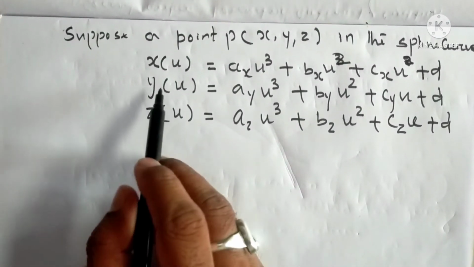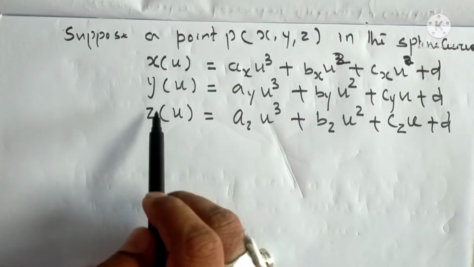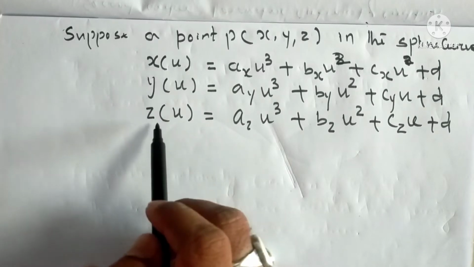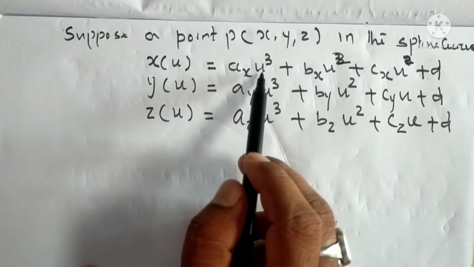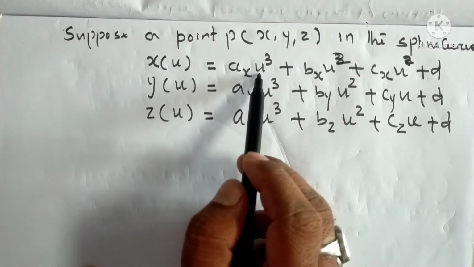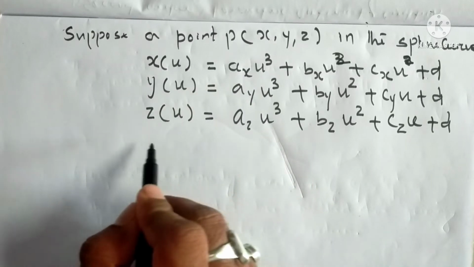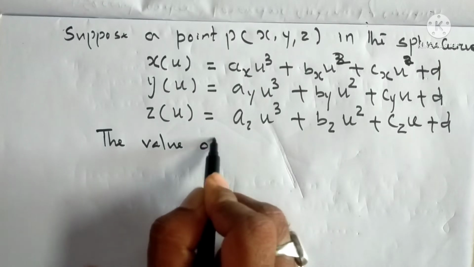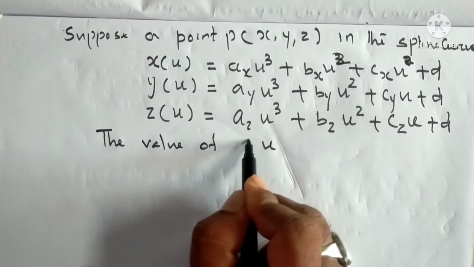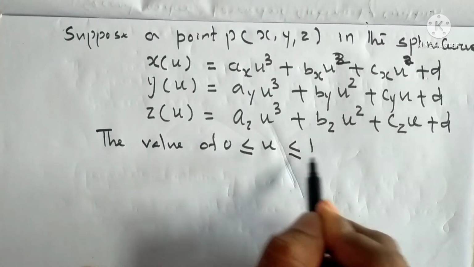So in the parametric representation, the three coordinates x, y and z are represented in terms of the parameter u. Now what is the value of u? The value of u is set between 0 and 1.